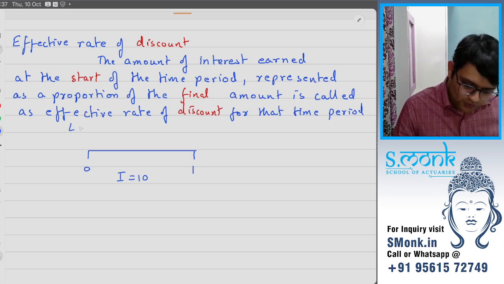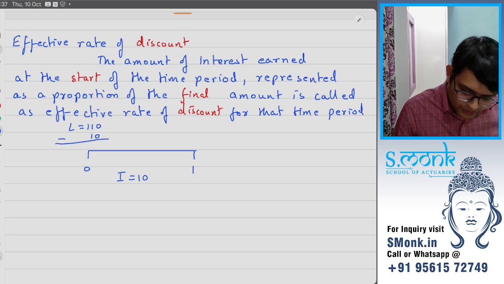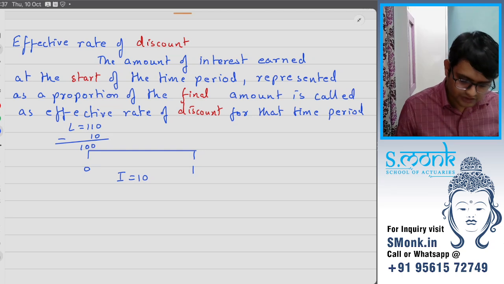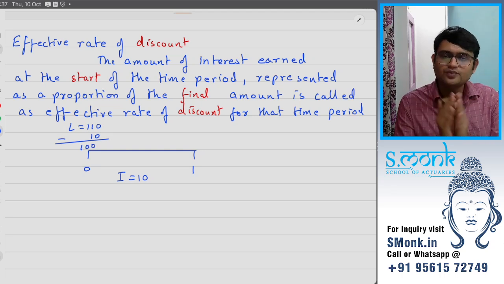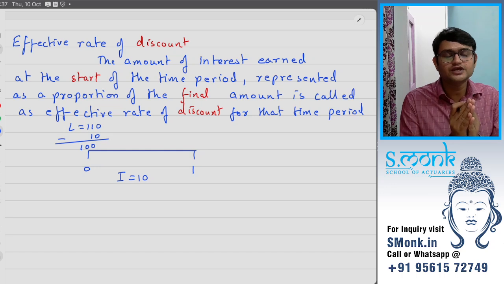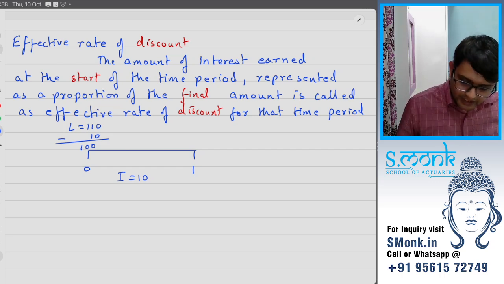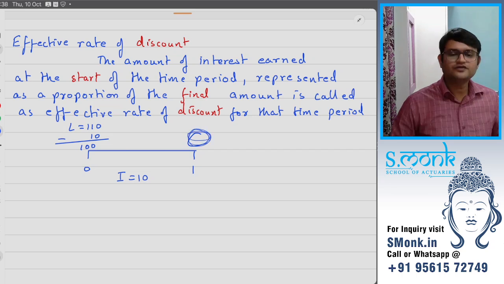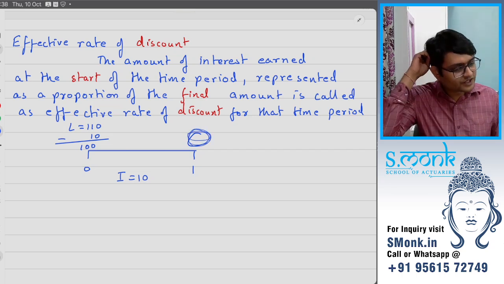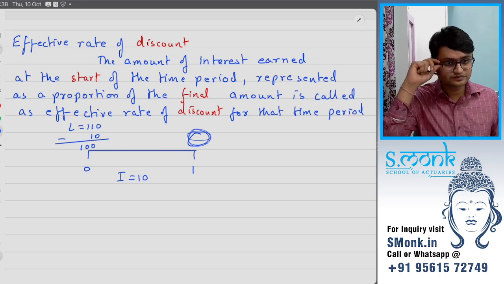So what happens is, the loan I will give you is 110. I will deduct the interest of 10 rupees, and finally I will give you the amount of 100 rupees. So I actually gave you 100 rupees, but the loan that I am saying is 110. The cash flow that I gave you is 100 rupees, but the loan is of 110. Can you tell me how much money you will return after 1 year?